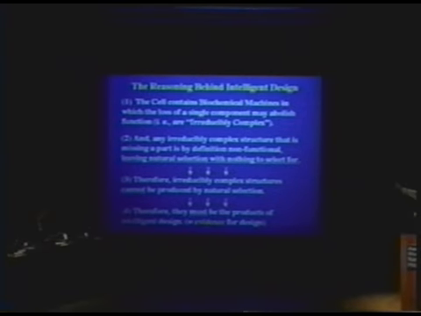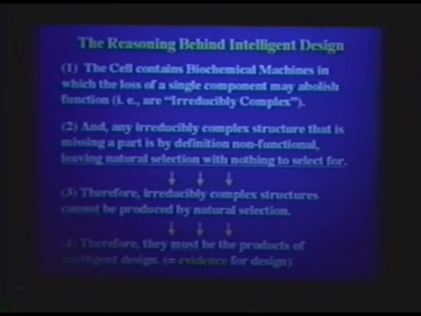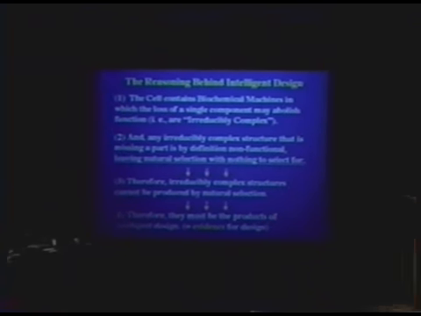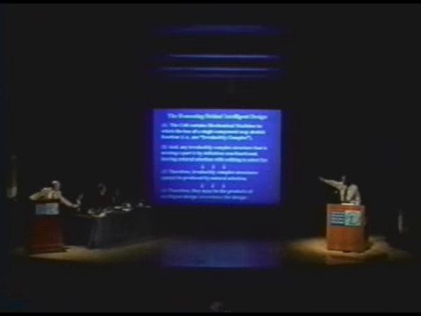As I understand the reasoning behind intelligent design, I want to ask you if I've got it right here. The evidence for design, of course, is at the bottom of this forceps statement. Let's start at the top. The cell contains biochemical machines in which if you lose a single component, it will abolish function, and that's your definition of irreducibly complex. I agree with you, by the way, that's correct, so I will stipulate number one is right. Number two, you said that any irreducibly complex structure that is missing a part is by definition non-functional, and that leaves natural selection with nothing to select for. You agree that's an important part of the reasoning?